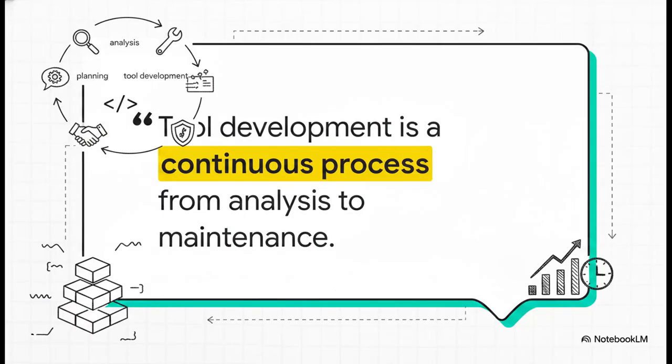As we wrap up this explainer today, there's a quote from our source material that really hits the nail on the head. It says, "Tool development is a continuous process that starts from requirement analysis and goes all the way to maintenance. It's never just about writing code. It's the proper planning, the clean code, and that continuous loop of user feedback that actually solves real problems and keeps a tool valuable for the long haul."